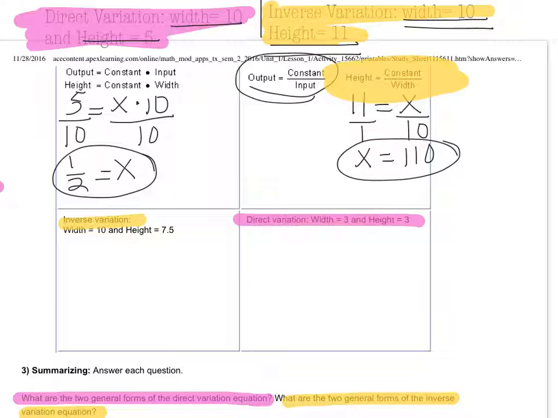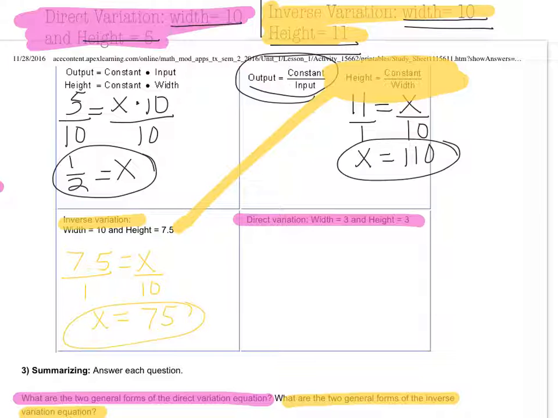So let's go ahead and plug that in right there, because it's another inverse variation. So my height is 7.5, and my constant, I have no idea. I call it x. That's going to be divided by my width, which is 10. Once again, put that 7.5 over 1 and cross multiply. In this case, x is going to equal 75. That's going to be my constant.